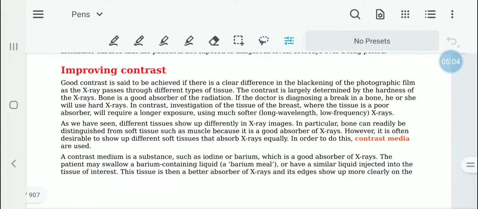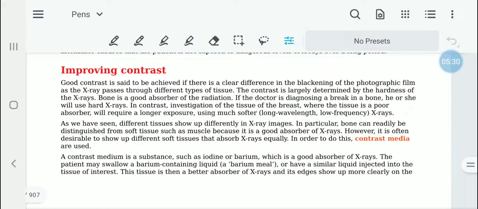Then improving contrast is another important thing, because if there is good contrast, that means there is a clear difference in the blackening of the photographic film, and there is a clear difference between soft tissues, different kinds of soft tissues, and bones.